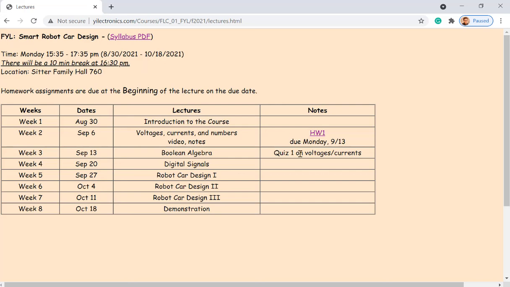So after next Monday, you should have submitted 3 things. The first one was the little soldering LED one, and I still have records. I'm going to give you credits on that. The second one is homework one, which you are going to submit on Monday next week. And the third one is a quiz. So 100 points for each of them.